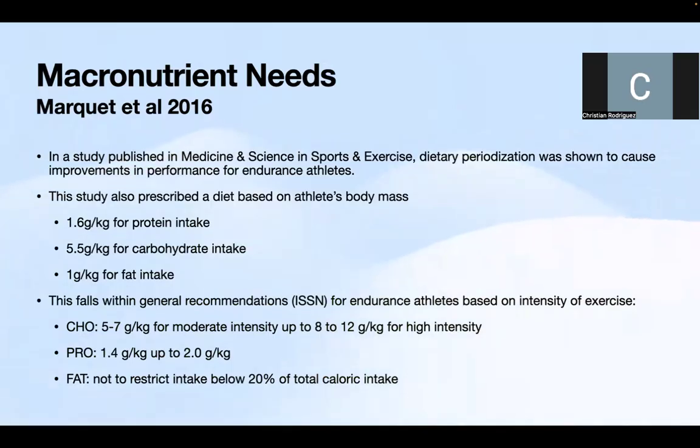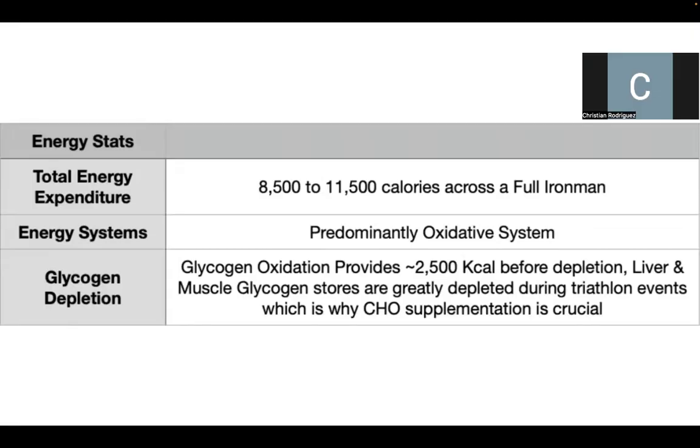Looking at 5 to 7 grams per kilogram for moderate intensity, but as high as 8 to 12 grams per kilogram for high intensity exercise, in the carbohydrate recommended intake by the ISSN. For protein, we're looking at 1.4 grams per kilogram up to 2 grams per kilogram. And the only recommendation given around fat intake is just not to restrict intake below 20% of total caloric intake. Outside of that, this is one of the only studies that really dictates and prescribes a specific gram per kilogram fat intake for its athletes.